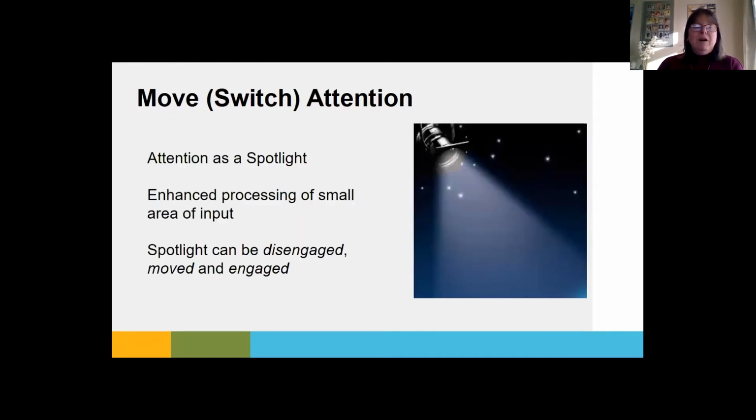And then the last part of, I suppose, the way we manage attention is how we move or switch attention from one area to another. And probably the easiest way to visualize or think about attention at the moment is to think about it as if it was a spotlight or a torch.